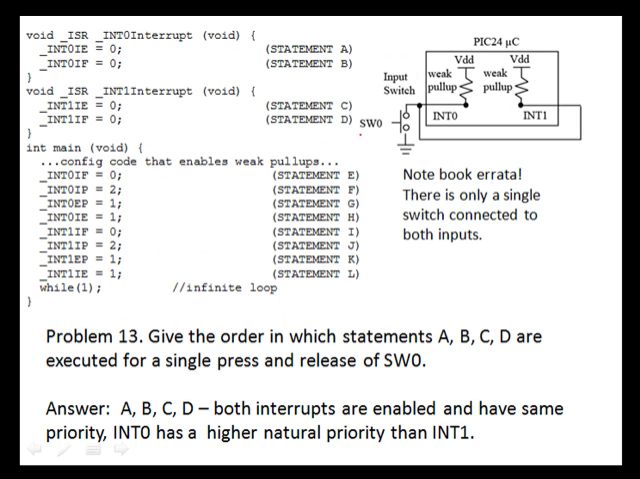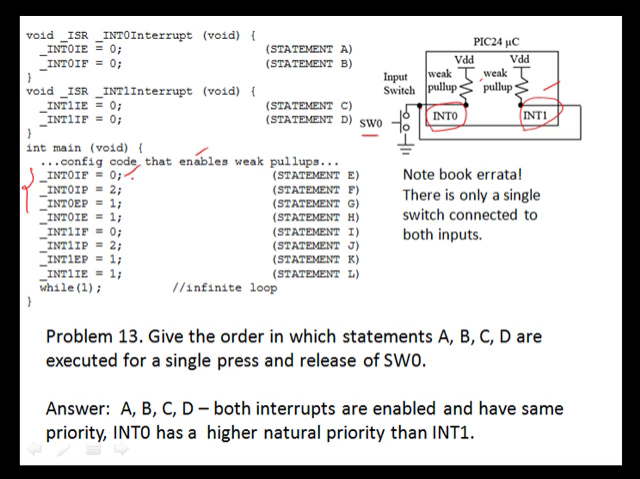The setup for problem 13 is that there's a single push button switch connected to two PIC24 inputs that are configured for INT0 and INT1 inputs with the weak pull-up enabled. This code here is going to do the following. We're first going to configure these inputs. Then this is going to configure the INT0 interrupt.